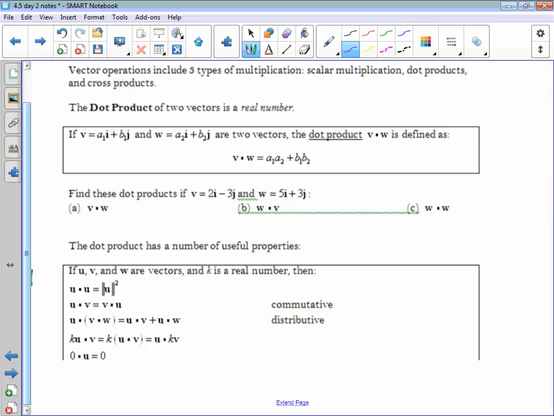So part A there in the middle, you're given vector v and vector w, and then it says find v dot w. You are just going to take your x components, so I'm going to do 2 times 5, add to it -3 times 3. And we get just a number, so what do we get for this one? We get 1.